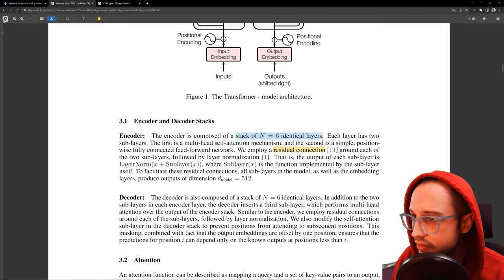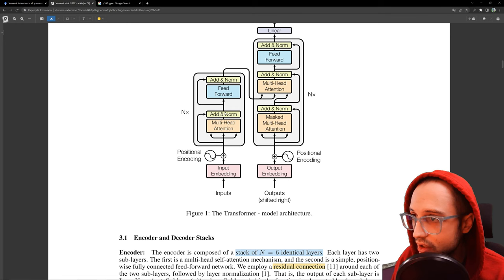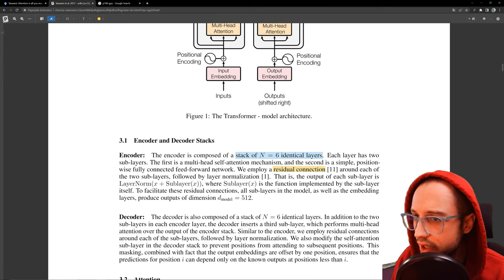That's followed by a layer normalization. I think that's what these are. This yellow-greenish color is the layer norm. So the output of each sublayer is LayerNorm(x + Sublayer(x)), where Sublayer(x) is the function implemented by the sublayer itself.